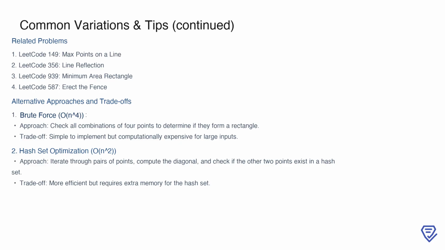Considering alternative approaches, the brute force method involves checking all combinations of 4 points to determine if they form a rectangle. While this approach is straightforward and easy to implement, it's computationally expensive with an n to the power of 4 time complexity, making it unsuitable for large datasets. A more efficient alternative is using hash set optimization. By iterating through pairs of points, you can compute their diagonals and check if the other 2 points exist in a hash set. This brings the complexity down to n squared, though it does require additional memory for the hash set. This trade-off between time and space is a key consideration when choosing your approach.